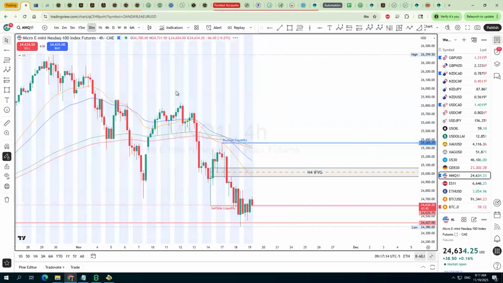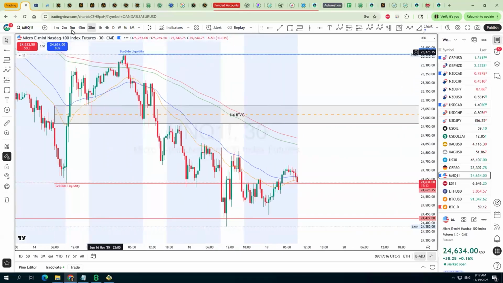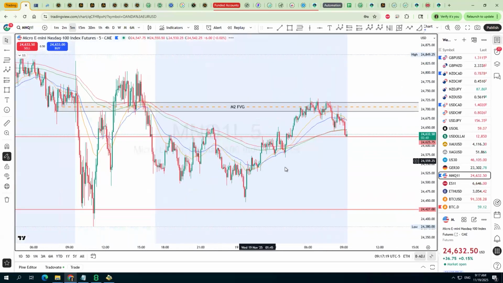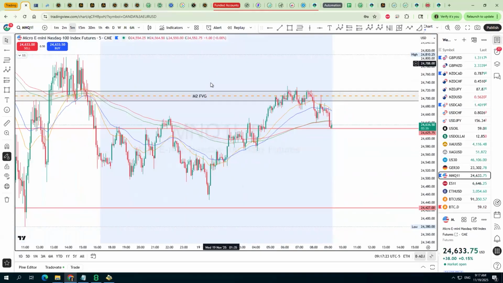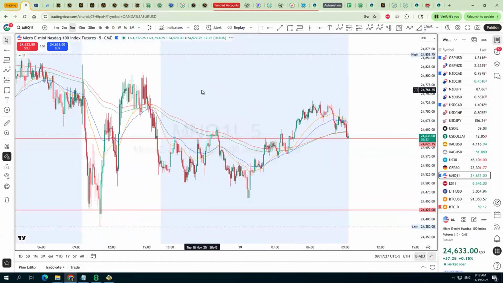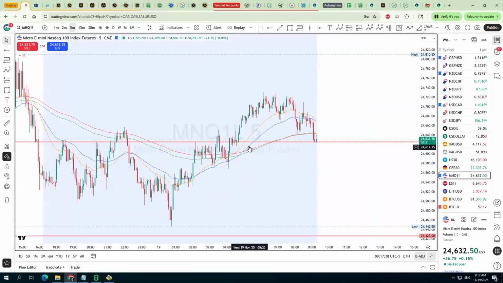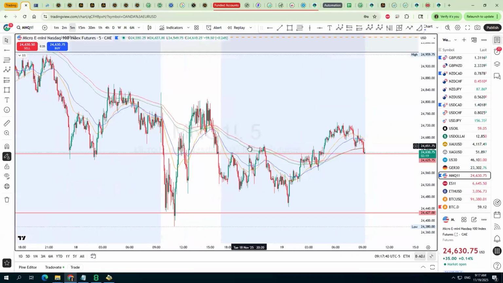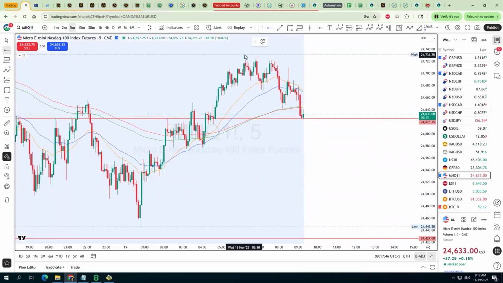Let's go to the 30-minute time frame. Actually, go to the 5-minute. Here's the 5-minute right here. And we're going to mark off, let's take away the 2-minute fair value gap there. Mark off our highs and lows here of the range. This is the range high low. So the range high of the London session is going to be here.